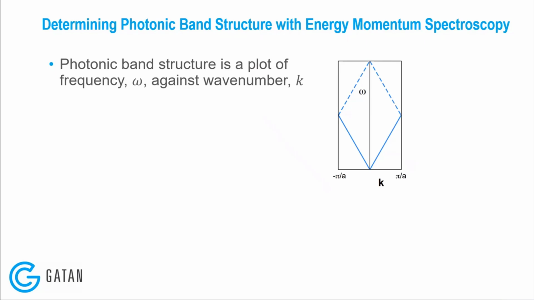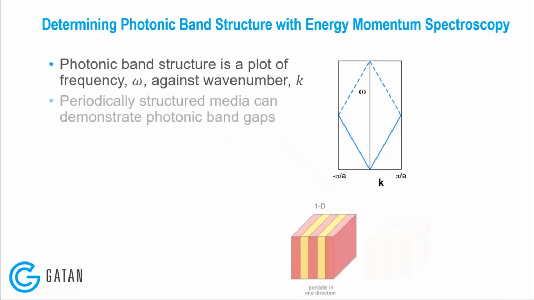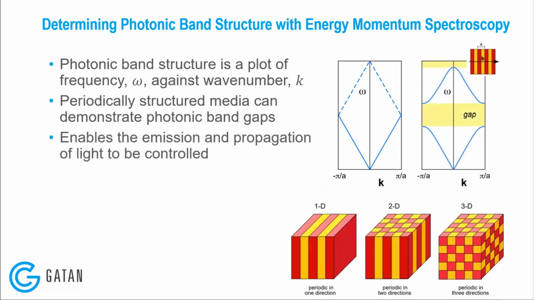Now, the photonic band structure is a plot of frequency against wave number, and it can be thought of almost analogously to the electronic band structure. So it gives us information about how light propagates through a material or is emitted from a material. And in a photonic crystal, we can artificially periodically structure that material to modify the photonic band structure to introduce, for example, a photonic band gap.